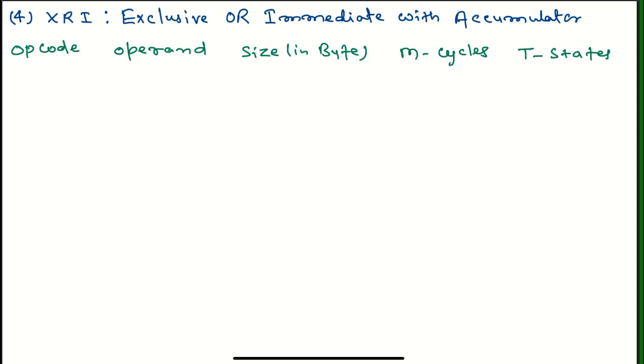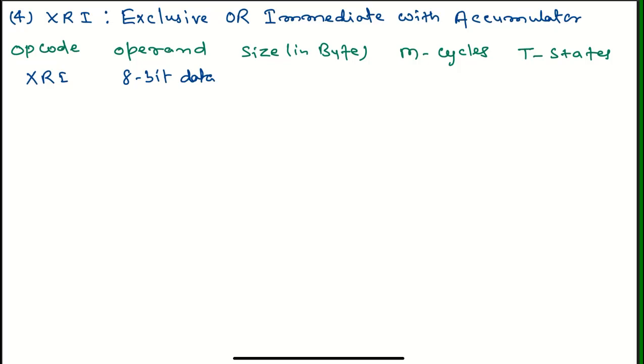So the opcode for this instruction is XRI, and the operand will be 8-bit data, because we are performing this XORing operation with the 8-bit accumulator register. That is the reason the data also should be of the similar 8-bit size. So now we can understand the operation with an example.